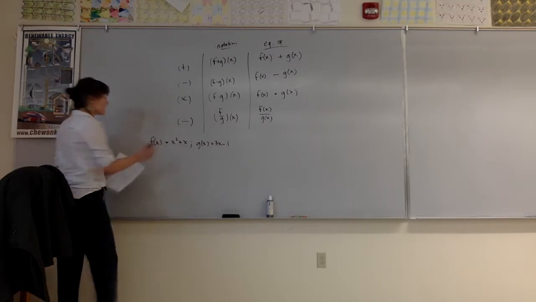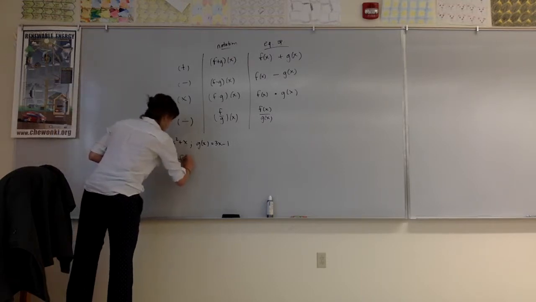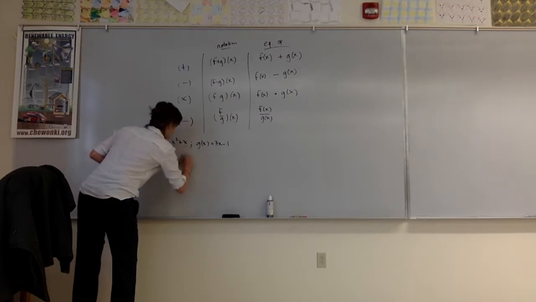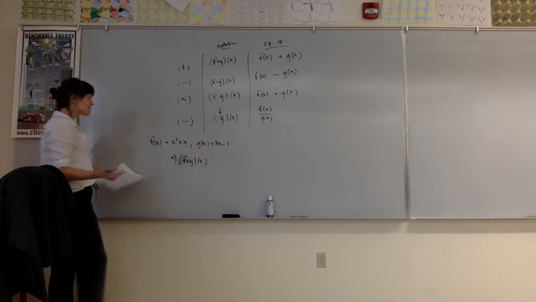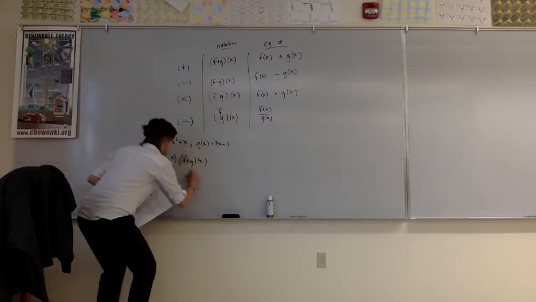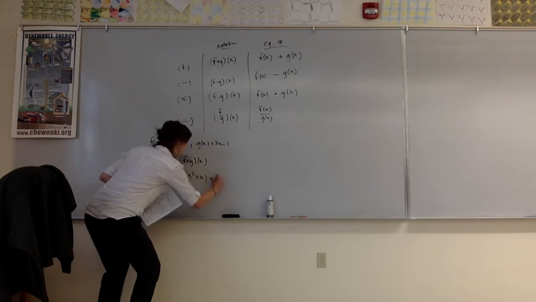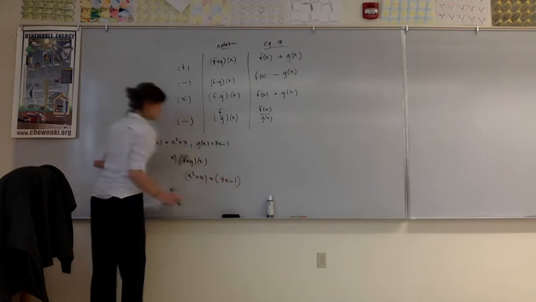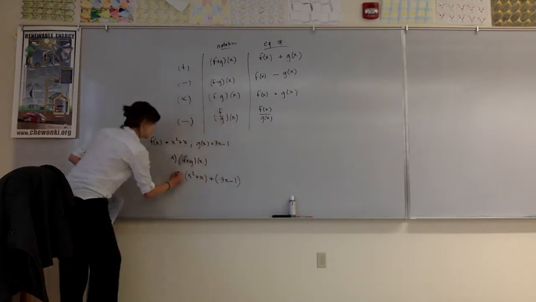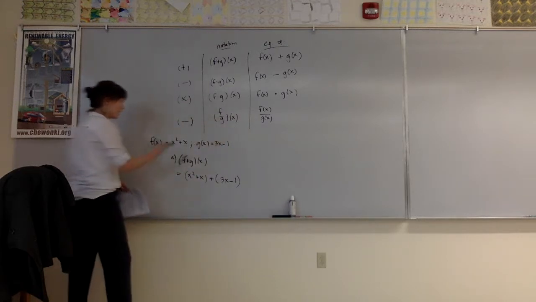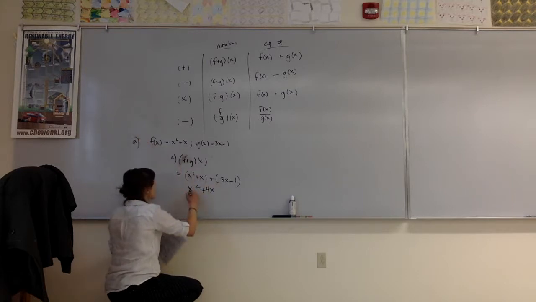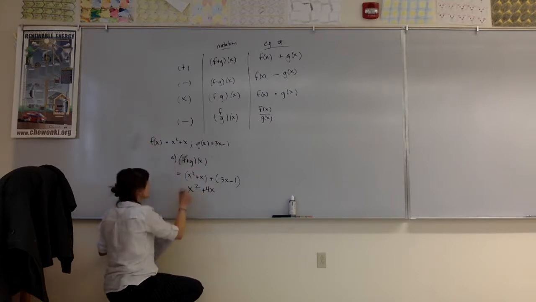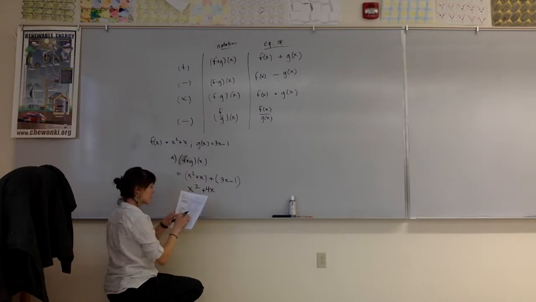So in A, it wants me to add these together, or f plus g of x. And so the way that I do this is I take f of x, x squared plus x, and I add it to 3x minus 1. And so when I do this, I end up with x squared plus 4x. Yep. This is example 1a, so this is on the right.